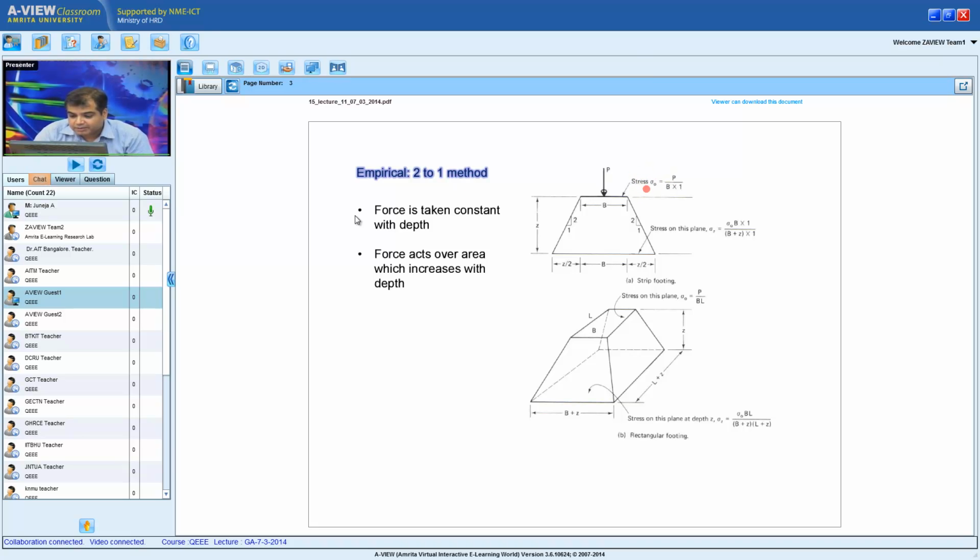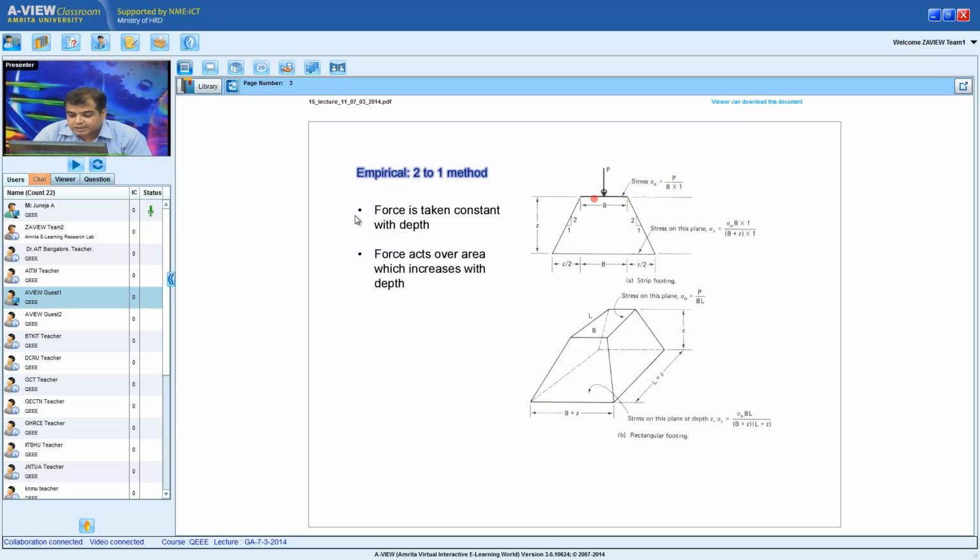So I believe I've got this wrong over here. I would request you to correct this. This should be pressure. So sigma naught is the pressure you applied: P divided by the area, which is B times 1 unit. That's the pressure applied on the footing.